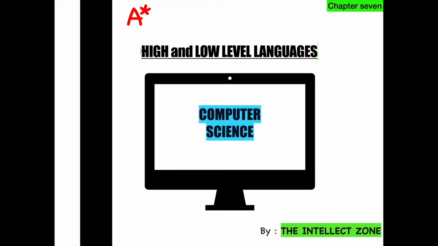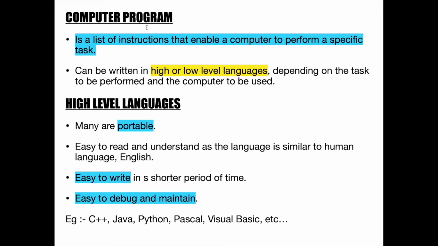So the 7th chapter is named High and Low Level Languages. In this chapter, we will be going through some important concepts within a short time frame. The first question that we face in this chapter is, what is a computer program? Well, a computer program is a list of instructions that enable a computer to perform a specific task.